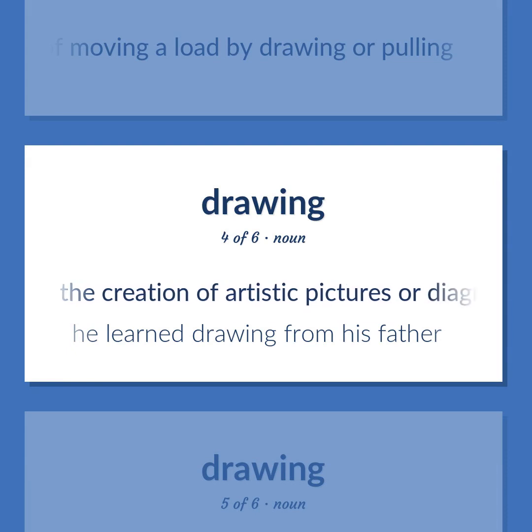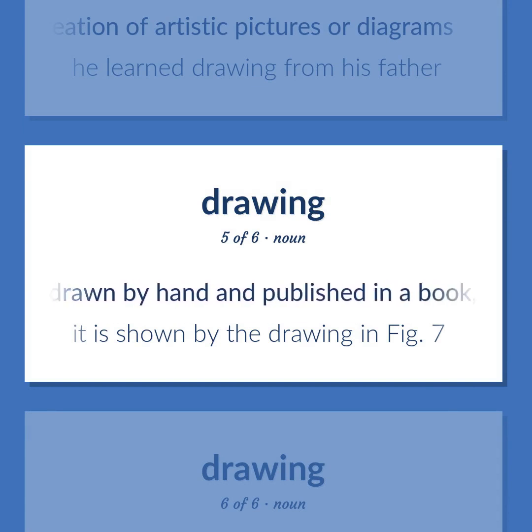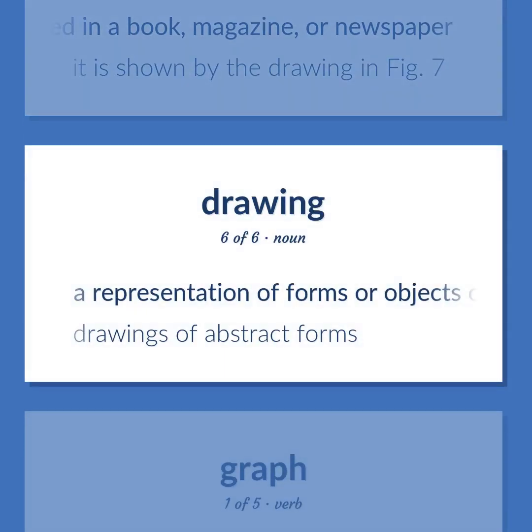The creation of artistic pictures or diagrams. He learned drawing from his father. An illustration that is drawn by hand and published in a book, magazine, or newspaper. It is shown by the drawing in Fig. 7. A representation of forms or objects on a surface by means of lines. Drawings of abstract forms.